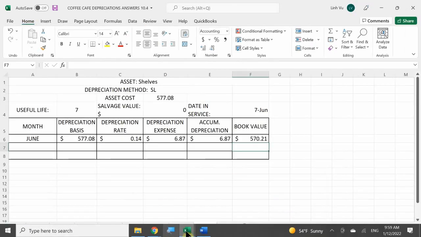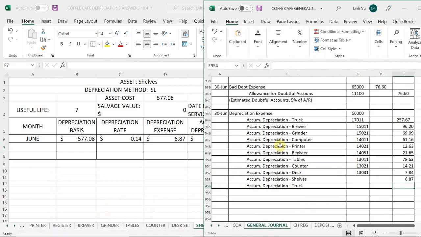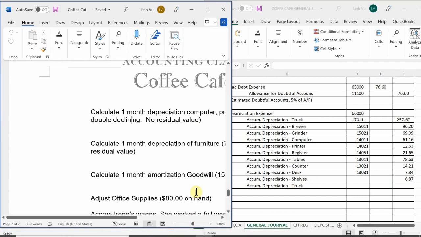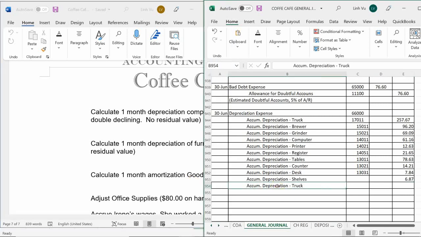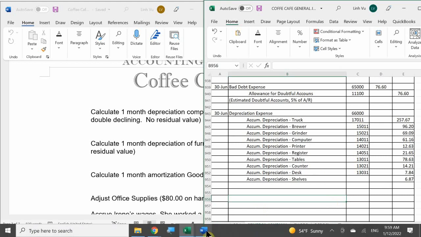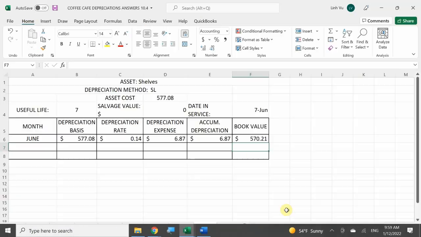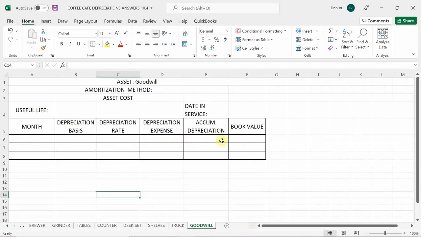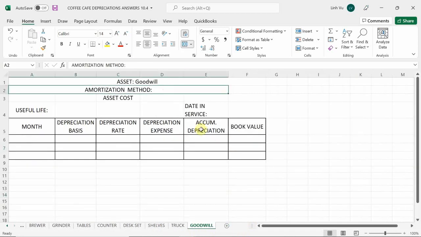Okay. Let's see what the next thing says here. And then it says to go ahead and do 1 month of amortization for goodwill. So that means this journal can go. Now, in this case, depreciation and amortization are very similar to each other. So since we're already on the depreciation table, all the way to the end should be your goodwill. So you can go ahead and do goodwill.